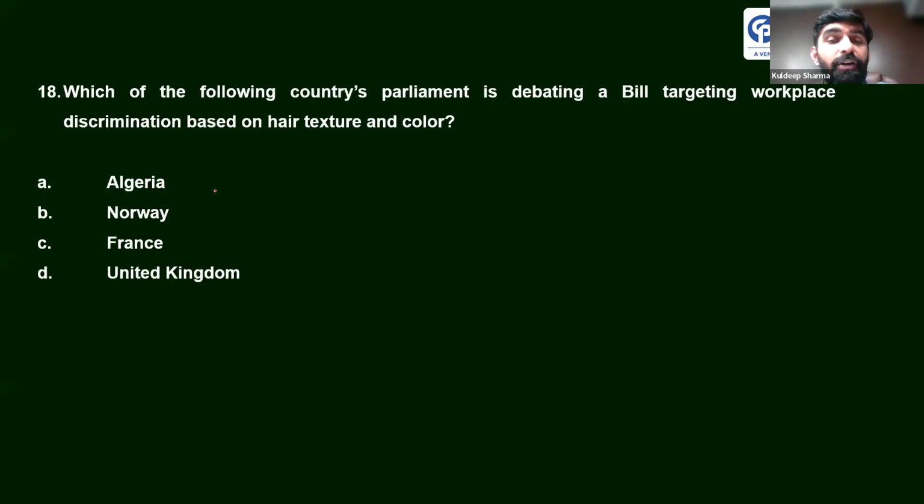The next question is, the parliament of which of the following countries is debating a bill targeting workplace discrimination based on hair texture and color? So people not only discriminate on the basis of the color of a person's skin, but they can even be discriminated against on the basis of hair texture or color. And this bill has been brought up majorly because it is black women who are being targeted or discriminated against on the basis of their hair texture and color.